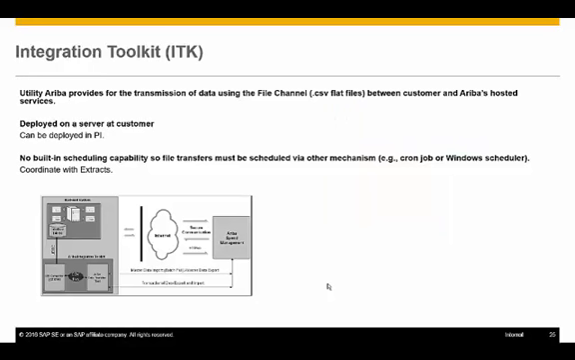ITK, Integration Toolkit. This is a tool that Ariba has developed to facilitate the automated transfer of data from your ERP into Ariba P2P and the other way around. So it's a very lightweight tool. It allows you to do some amount of notifications and error handling and archiving of data. It also allows you to schedule the tool so that you can extract the data from P2P in a scheduled fashion.